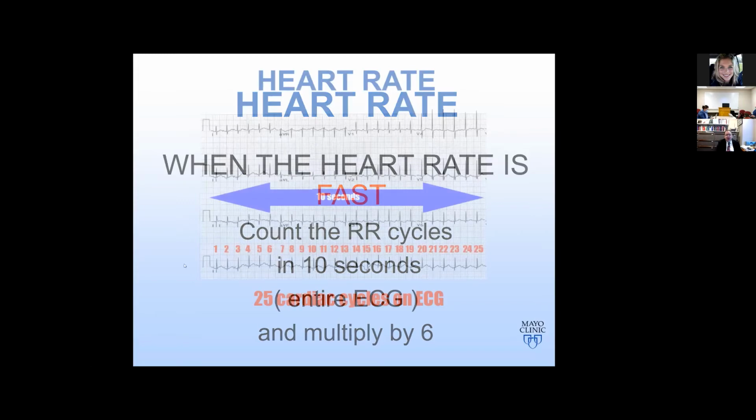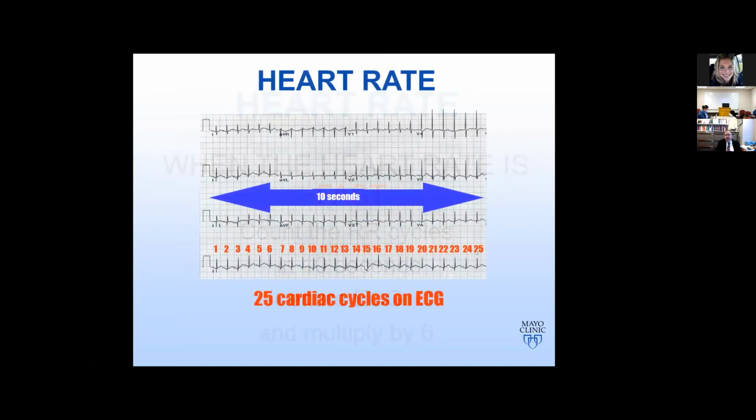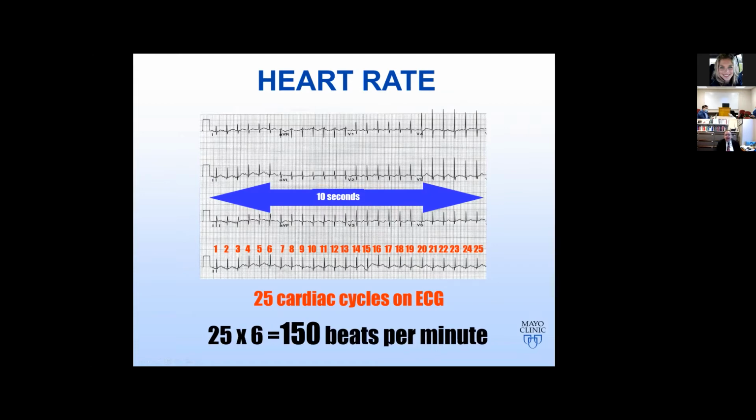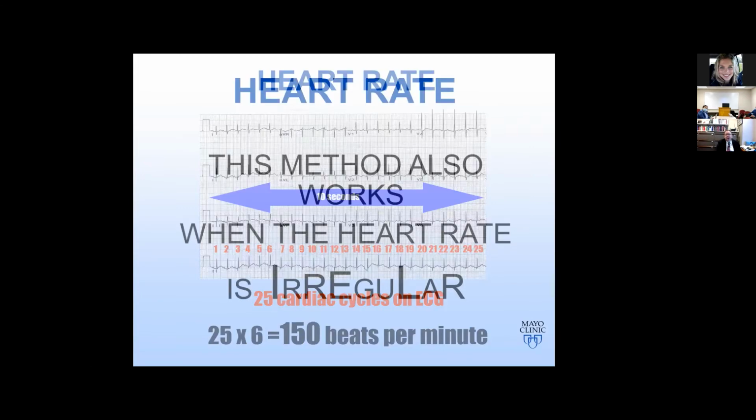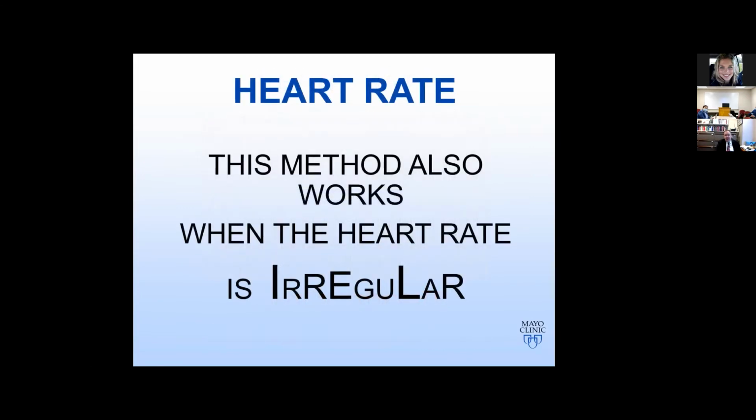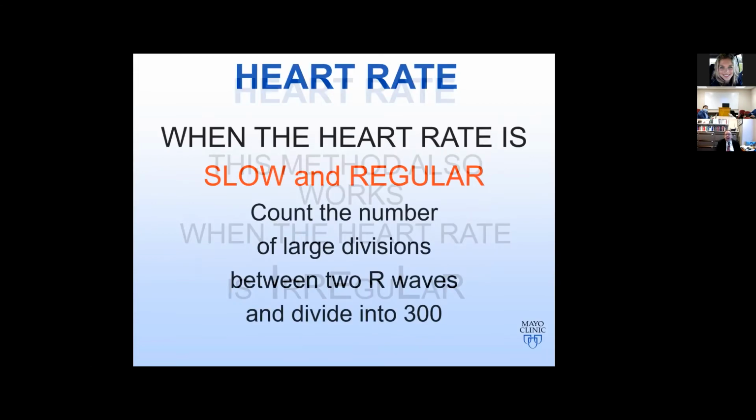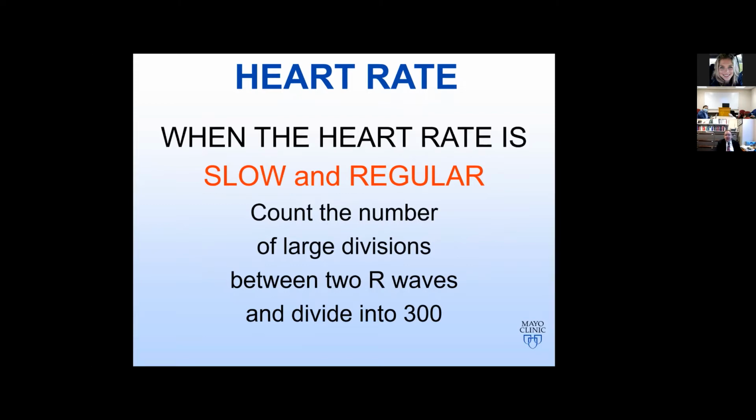For example, on this ECG, there are 25 QRS complexes. That's 25 complexes in 10 seconds. Therefore, we multiply this by 6, and it's 150 beats per minute. That's a quick way to do it, and it also works when the heart rate is irregular. However, if the heart rate is slow and regular, there's a shortcut that we can look at to very quickly determine what the heart rate is.